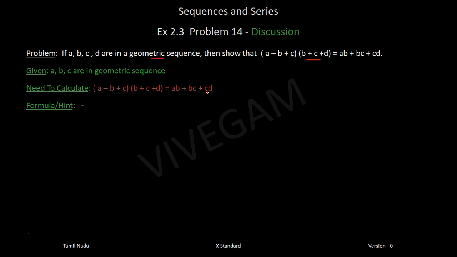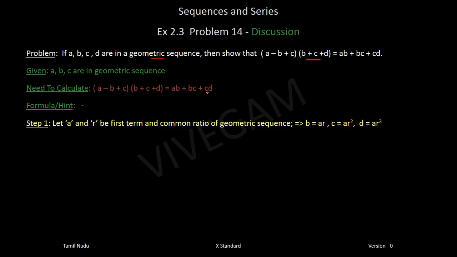Well, there's hardly any formula or hint for this, but what we can do, I'll explain in the steps. In step 1, let A and R be the first term and the common ratio of the geometric sequence. So A is the first term, B is nothing but AR, always the first term into the common ratio. The second term is AR square, the third term is AR cubed. So A is the first term, B is the second term, AR, C is the third term, AR square, and D is the fourth term, AR cubed.